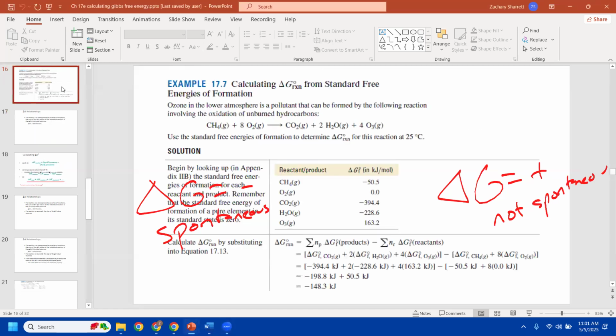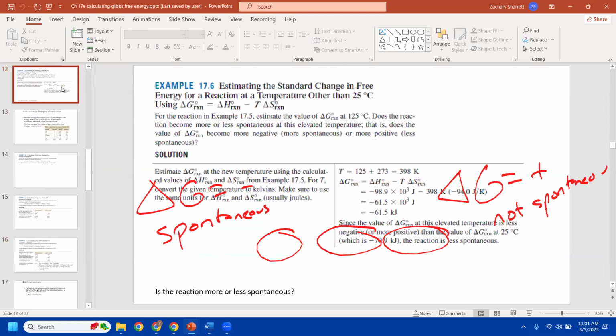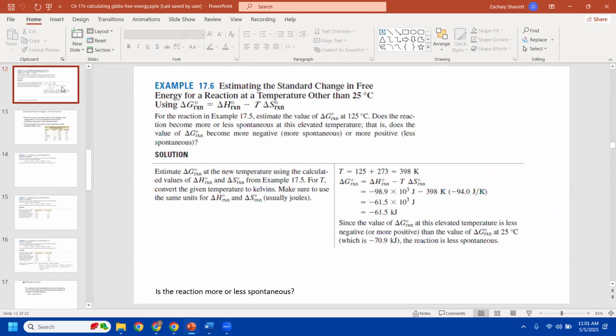So have we learned a bunch of ways to calculate delta G? Yes, we have. We can figure out delta G if we know the delta G of the products minus the delta G of the reactants, right? This is similar to heats of formation that we learned about. We can calculate delta G of formation of the reaction using the formula delta G equals delta H minus T delta S. How do we know which one we should be using?